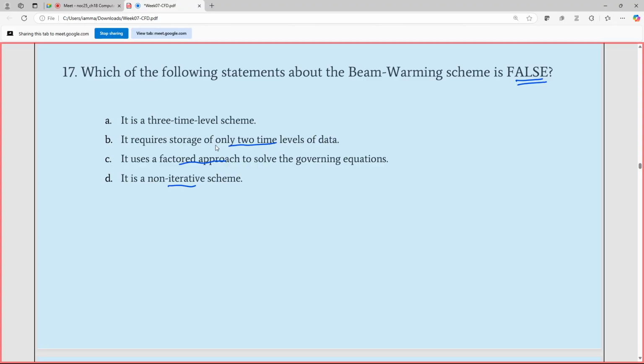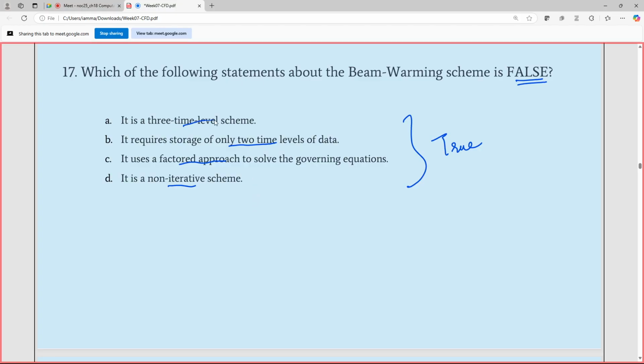Here, the options are: option A, it's a three time level scheme. Option B, it requires storage of only two time levels of data. Option C, it uses a factored approach to solve governing equations. D, it is a non-iterative scheme. Actually, all of these are true, so there is not any false statement here.